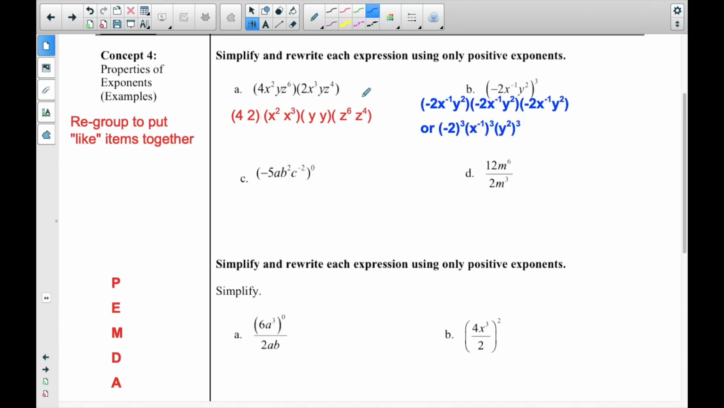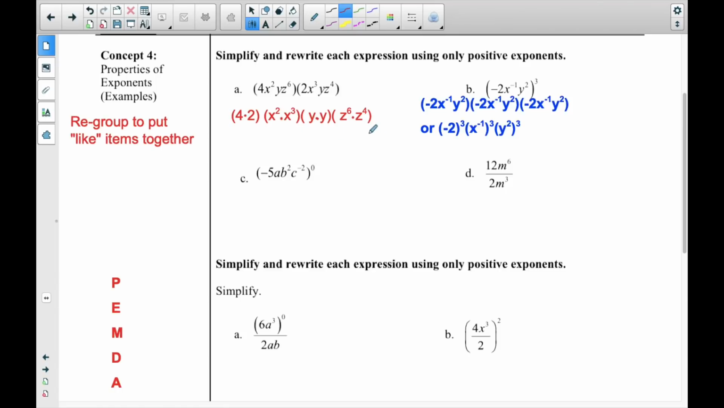I've got all of these things going on. How am I supposed to do that? I think it makes it much easier on yourself if you regroup things and put the like items together. So put all the numbers together, put all the x's together, put all the y's together, put all the z's together. And then you just have to simplify each one.